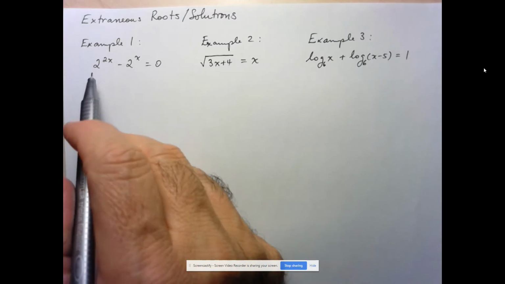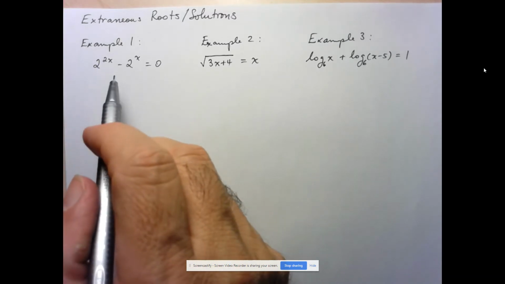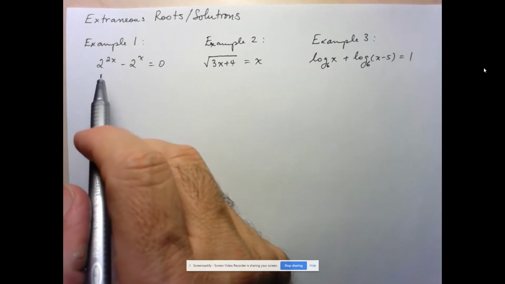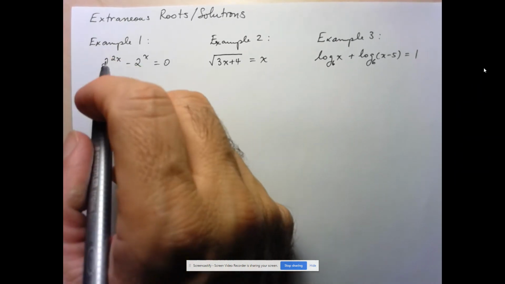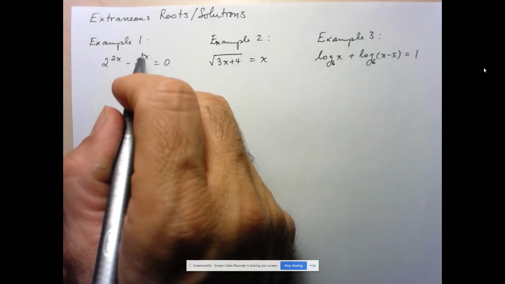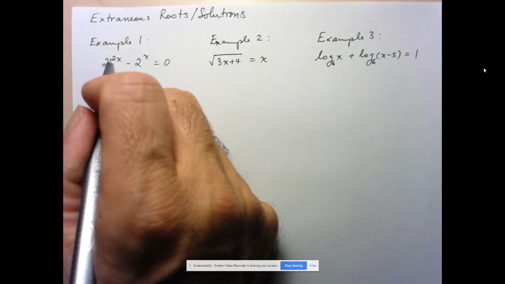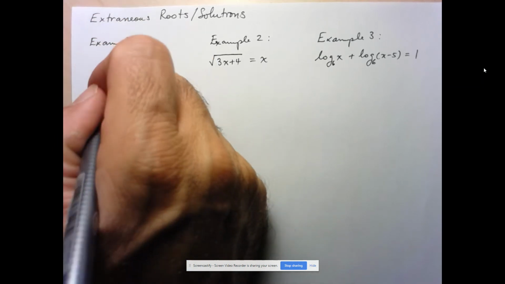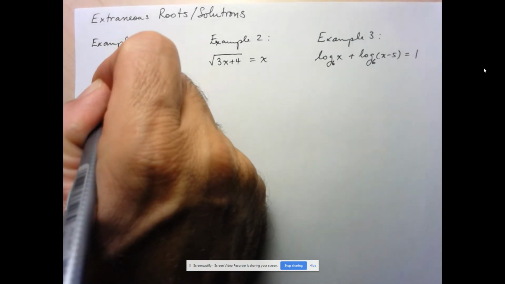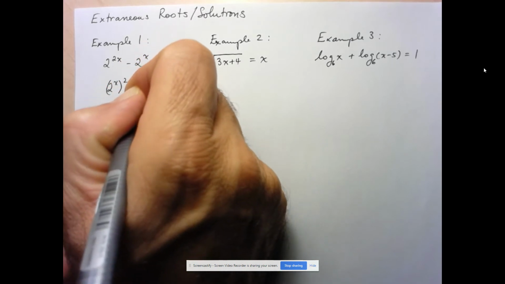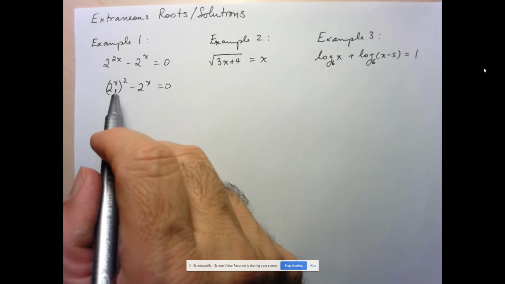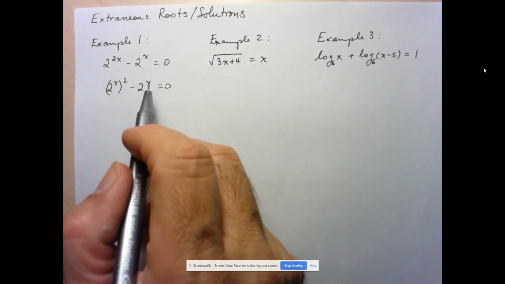So here I've got 2 to the 2x minus 2 to the x equals 0, and we saw that a good trick for solving these equations is to work with the same exponential expression throughout. So here I've got a 2 to the x, so I'm just going to rewrite this expression so it also has a 2 to the x. So I'm going to rewrite this as 2 to the x squared minus 2 to the x equals 0. And now I can solve this. I can essentially solve it as a quadratic equation.